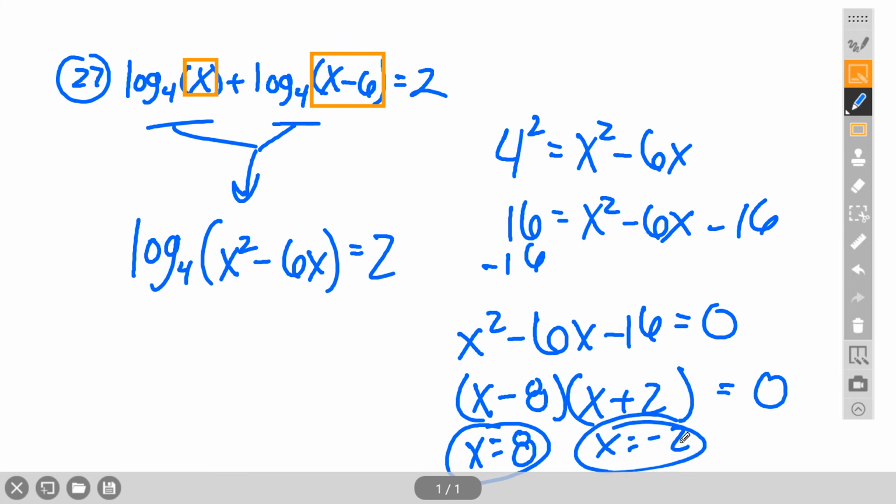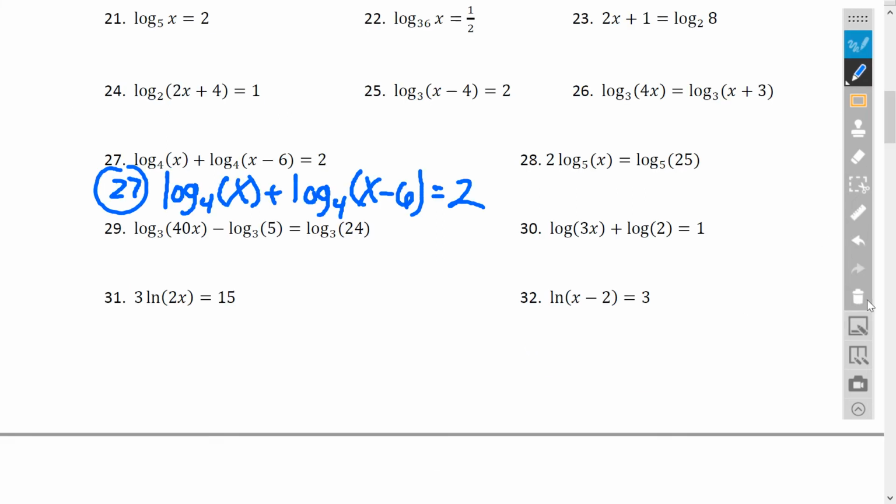Now if we check these back in the original problem, 8 is fine because you plug in 8 here, log of 8, and you plug in 8 here, log of 2. That's fine. But negative 2 does not work because if you plug it in here, you take the log of a negative number, which is not acceptable. Can't take a log of a negative. So this one does not work. X equals 8 is our only solution. So 27, x equals 8.